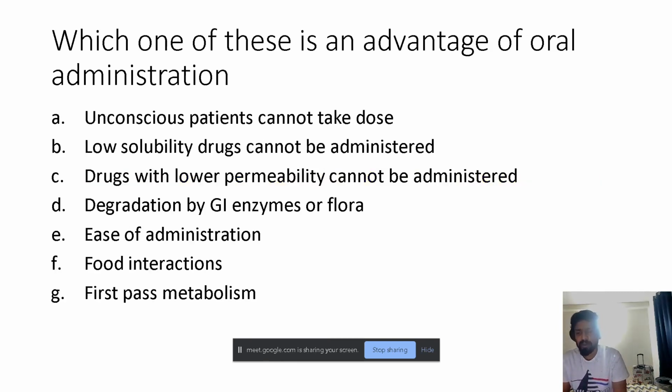Okay. Which one of these is an advantage of oral administration? Is it that unconscious patients cannot take the dose? Is it that low solubility drugs cannot be administered? Drugs with lower permeability cannot be administered. Degradation by GI enzymes or flora. Ease of administration. Food interactions. First pass metabolism. Yeah, most of these, except option E, look like disadvantages of oral administration, right? They're asking for an advantage. One of the biggest advantages of oral administration is its ease of administration. You just pop a pill and drink some water, and it's done. So yeah, that's the correct option.